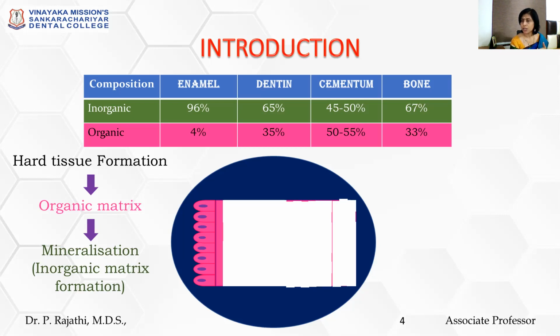So we can study hard tissues by two ways. One is by preparing ground sections. The other one is by preparing decalcified sections. We can study the hard tissues under decalcified sections except enamel. As you can see, the inorganic component of enamel is around 96%. So it has only 4% of the organic matrix, which usually gets washed off.